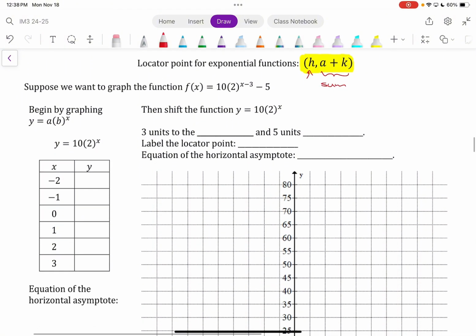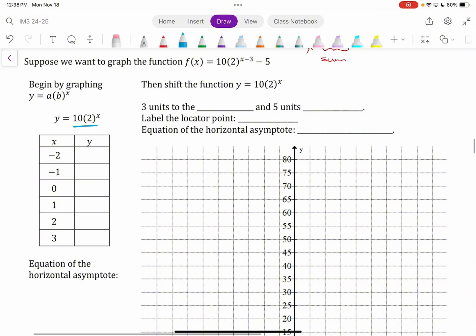All right, suppose we want to graph the function f of x equals 10 times 2 raised to the x minus 3 power, minus 5. First thing you want to do is begin by graphing the parent function without any transformation. So we're going to begin by graphing 10 times 2 to the x. Based on this equation, I know that my starting value is 10. So I'm going to put 10 next to 0. That's my y-intercept, right? We talked about a being the y-intercept. Now I know that the growth is 2.